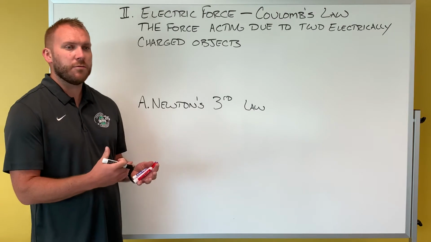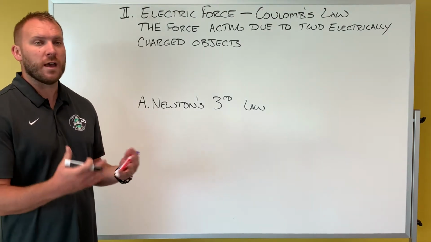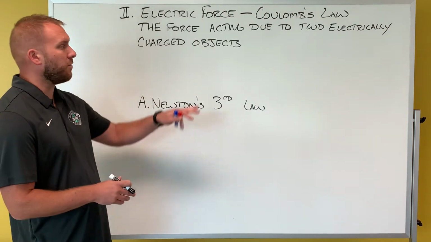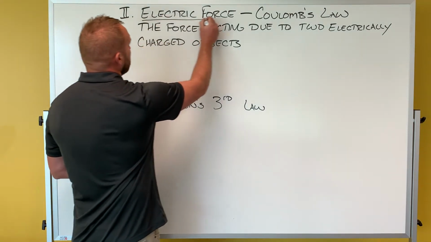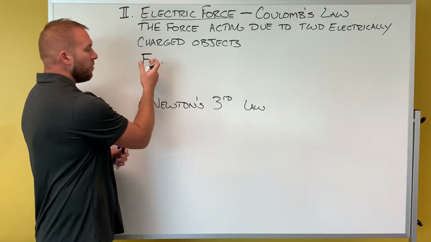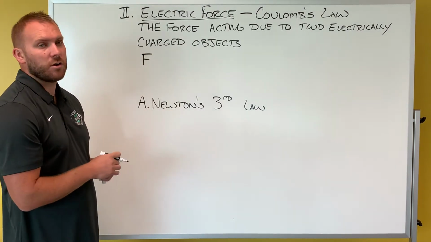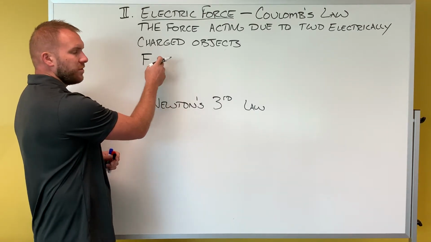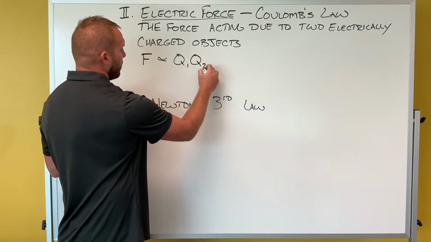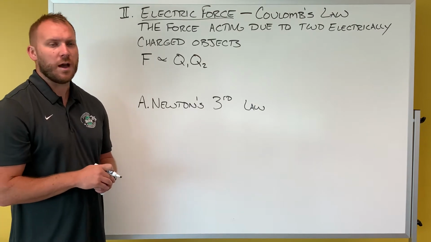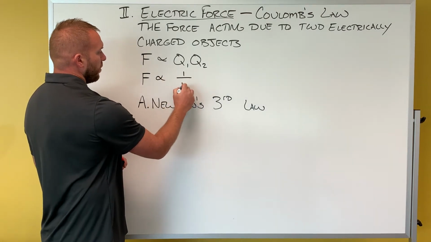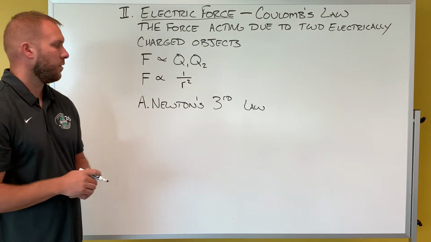Obviously if you have more than just two charged objects, we're going to look at how those interactions work. But any two charged objects are going to follow the fundamentals of Coulomb's law. The force acting on a charged object is proportional, which doesn't mean equals, to charge 1 multiplied by charge 2, the product of those two values. We also find that the force is proportional to 1 over r squared. It's an inverse square law.